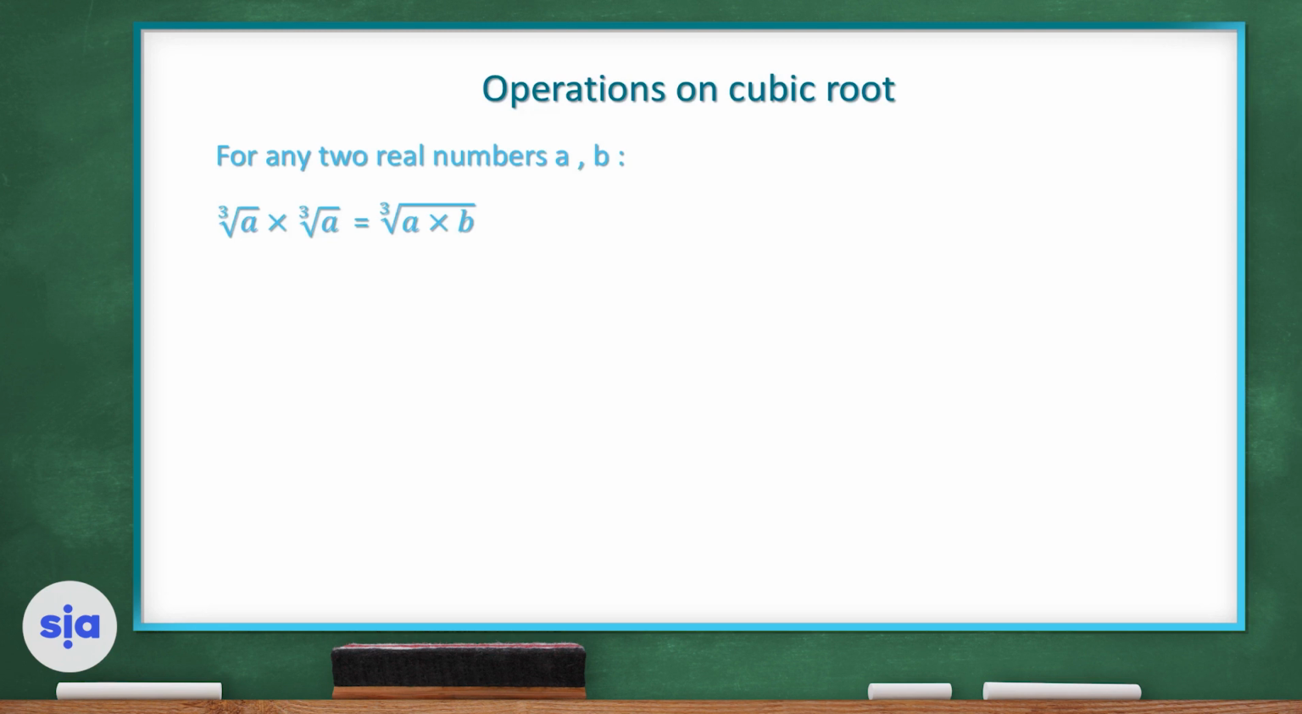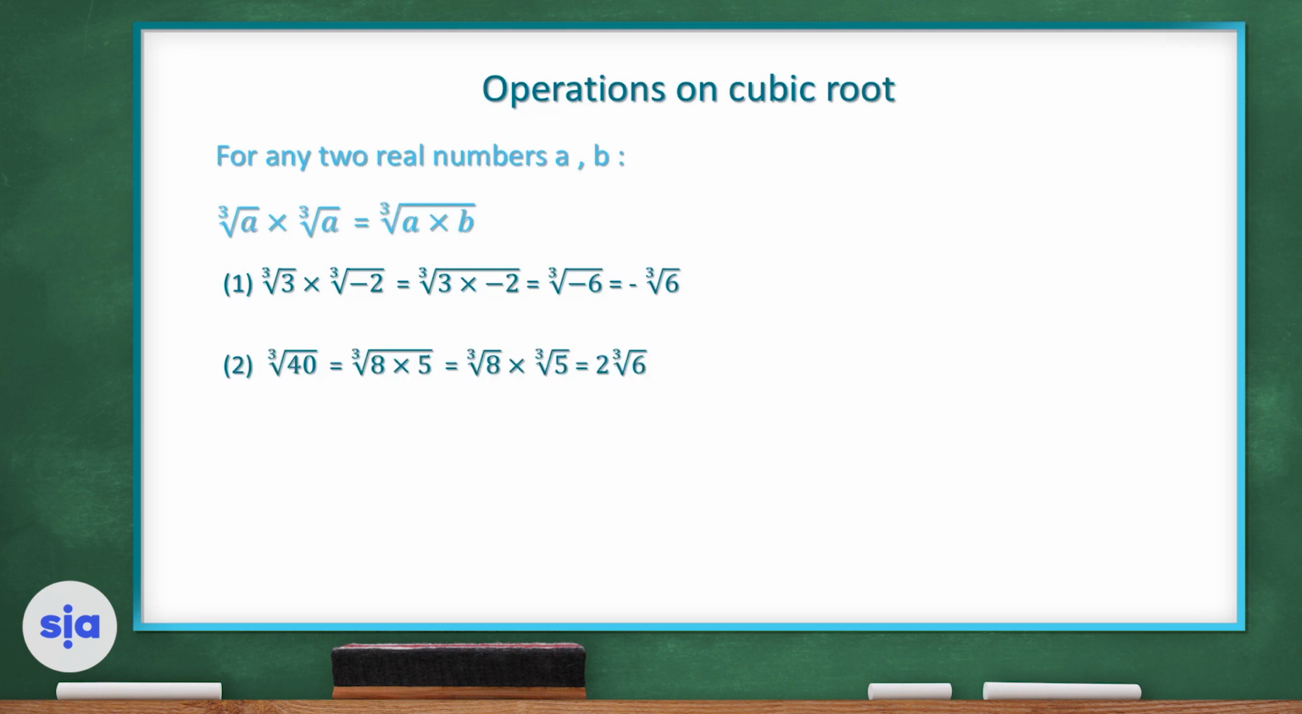Today we'll be talking about operations on cubic root. For any two real numbers a and b, the cubic root of a multiplied by the cubic root of b is equal to the cubic root of a times b. Let's see an example. Cubic root of 3 multiplied by the cubic root of -2 is the cubic root of -6. And in the cubic root, the negative can go easily outside the radical. So it's equal to negative cubic root of 6.